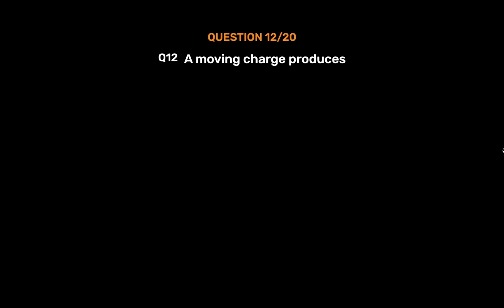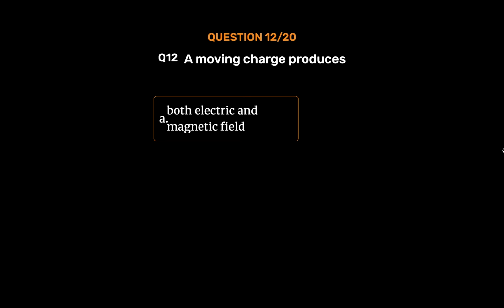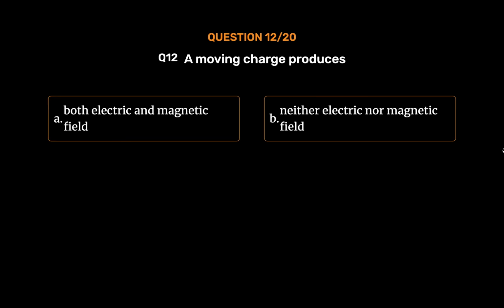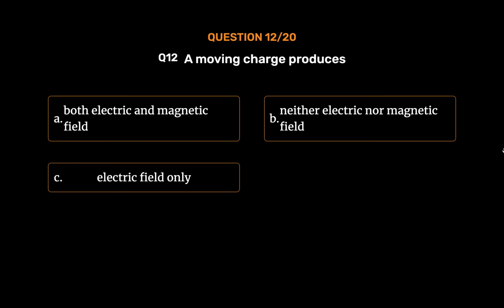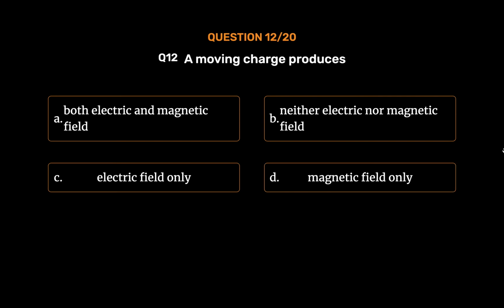Question number 12. A moving charge produces option A, both electric and magnetic field. Option B, neither electric nor magnetic field. Option C, electric field only. Option D, magnetic field only. The correct answer is option A, both electric and magnetic field.